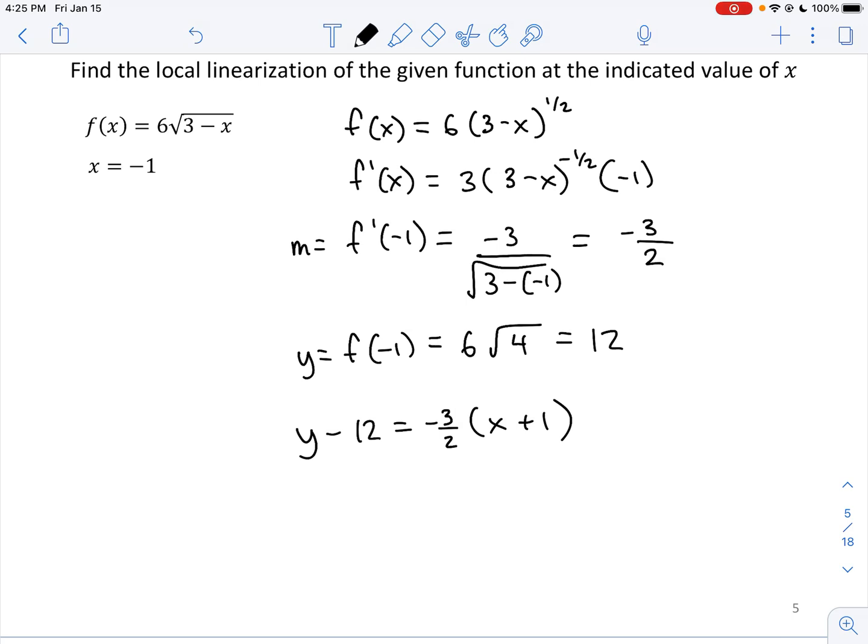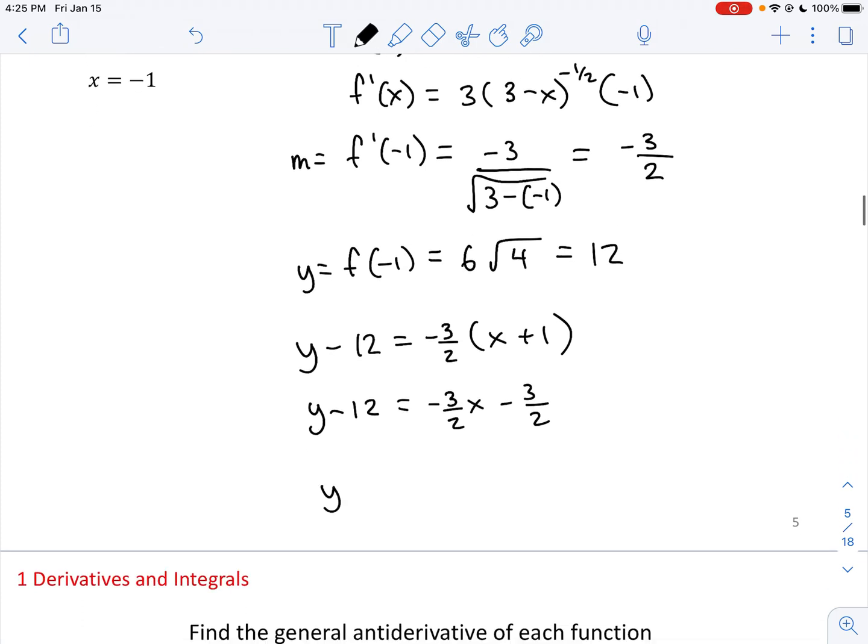Technically, we're done. This is the equation of the tangent line, but sometimes you will see people put this in the form y equals mx plus b. So we get y minus 12 is equal to -3/2 x minus 3/2. First distribute the slope, and now add the 12. So I'm going to add 24/2 to -3/2, and that gives me 21/2.